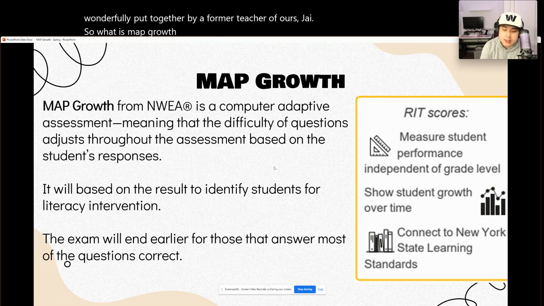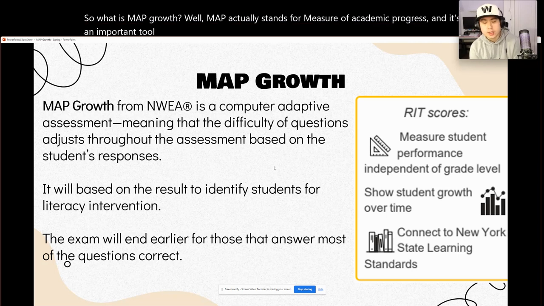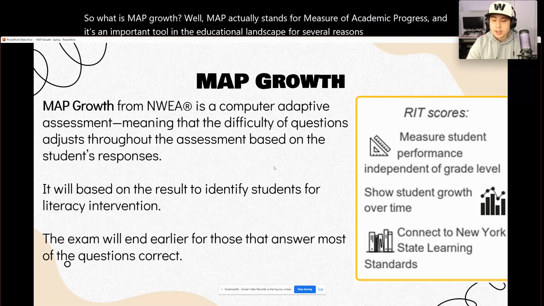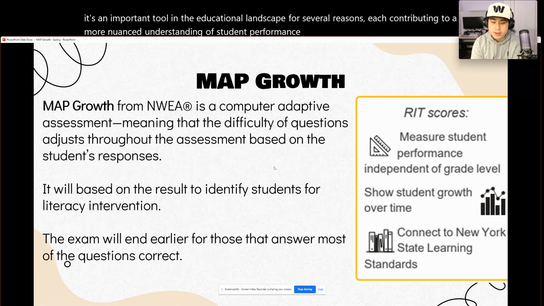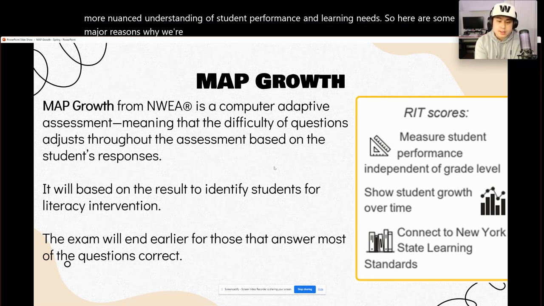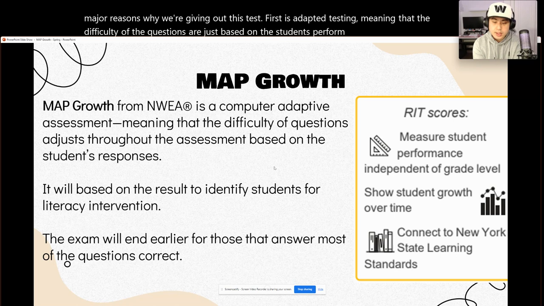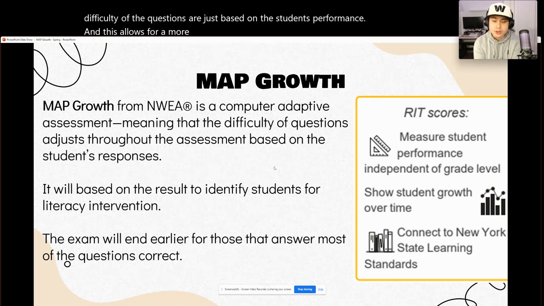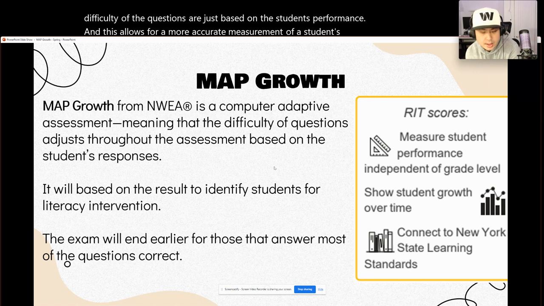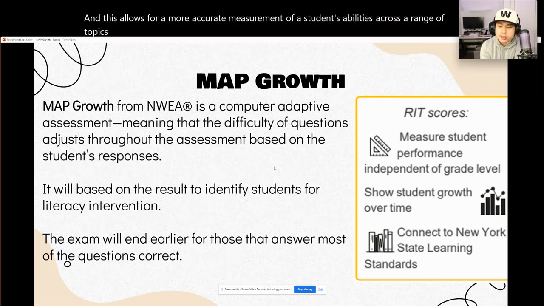Well, MAP actually stands for Measure of Academic Progress, and it's an important tool in the educational landscape for several reasons, each contributing to a more nuanced understanding of student performance and learning needs. So, here are some major reasons why we're giving out this test. First is adaptive testing, meaning that the difficulty of the questions adjusts based on the student's performance. And this allows for a more accurate measurement of a student's abilities across a range of topics rather than assessing what they should know at a particular grade level.